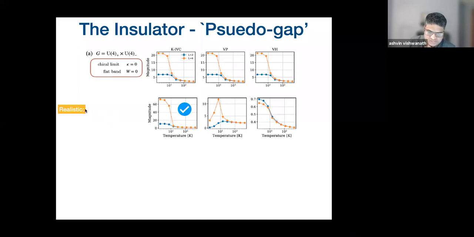But when you go to the realistic point, you break down this large symmetry, and the only one that's picked out is the KIVC order. The other orders, for example valley polarized, start rising, but then they realize that there's some anisotropy, they're not favored, and they drop in magnitude. And this is the ground state.